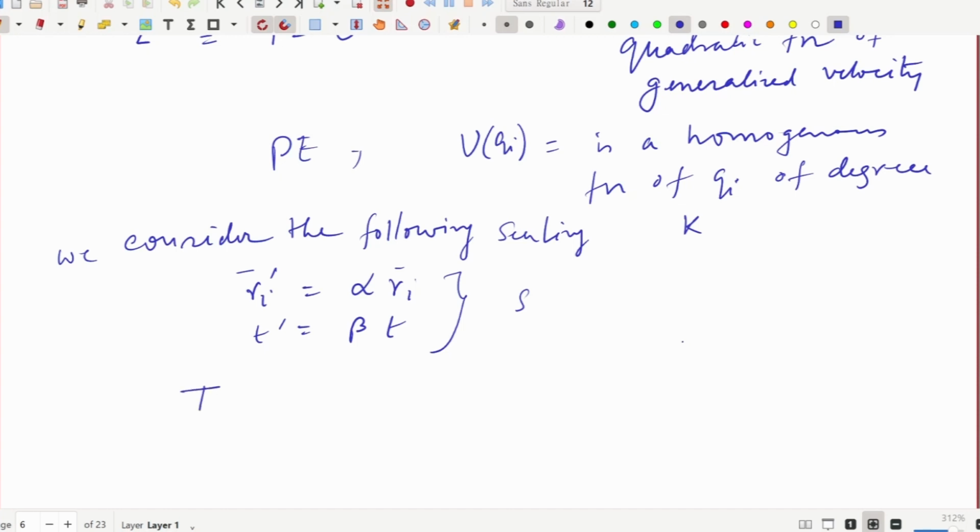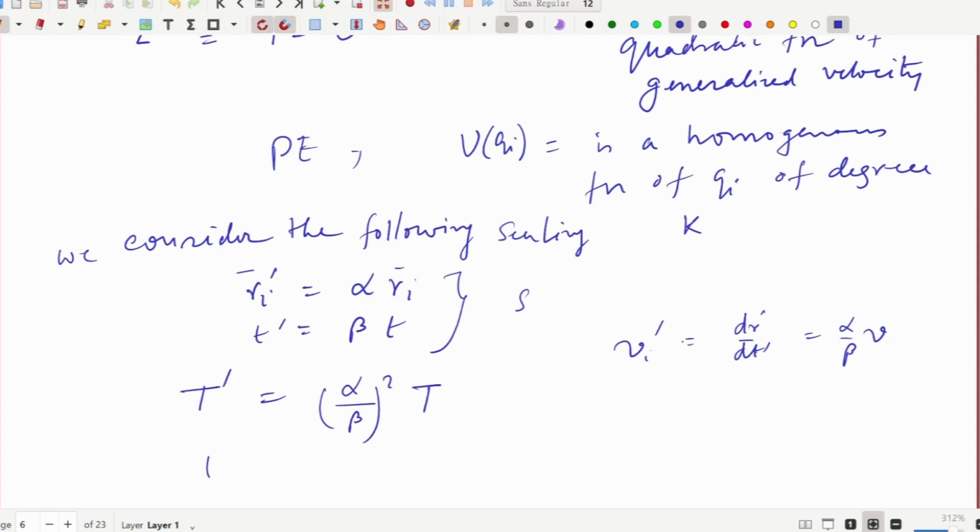Okay. So, under this transformation, how will T change? Naturally, T prime will be (alpha by beta) whole square times T, because v prime is actually dr/dt. So, this will be alpha by beta times v, because t changes by a beta factor and r changes by an alpha factor. And since kinetic energy is a quadratic function of degree 2, it will be (alpha by beta) square times T.